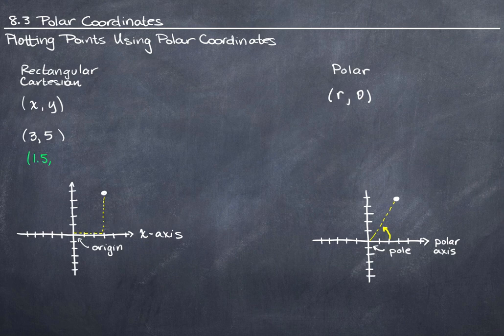(1.5, 2), I would have to use these tick marks, 1, 2, and estimate about where I was between 1 and 2. Halfway is right about there. And then from there, I'm going to go up 2. So that point would be about here. And I've used these integer tick marks to help guide my decision about where to plot that point.